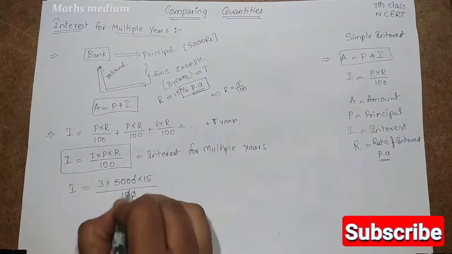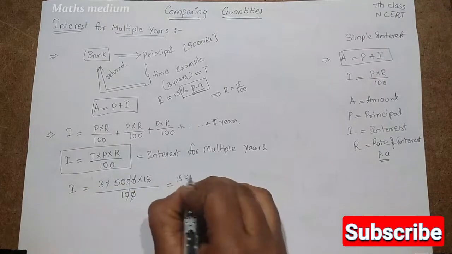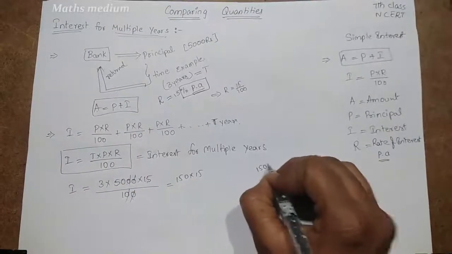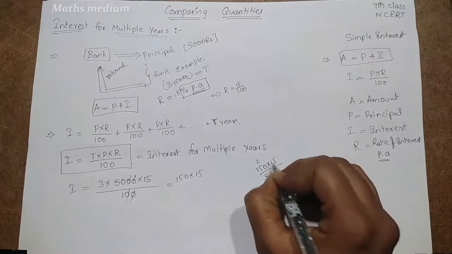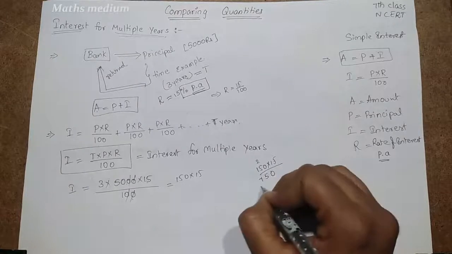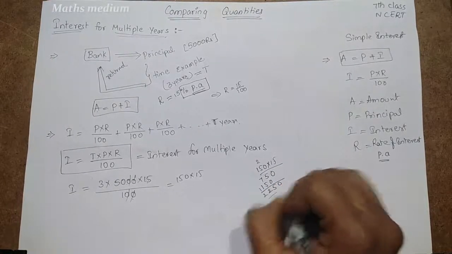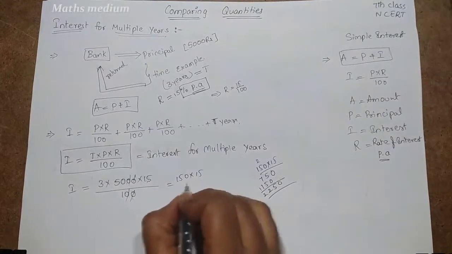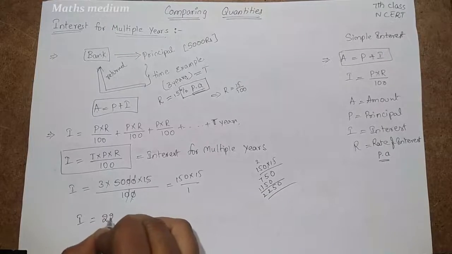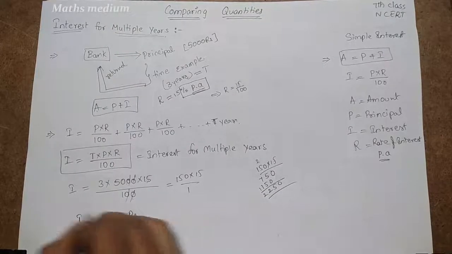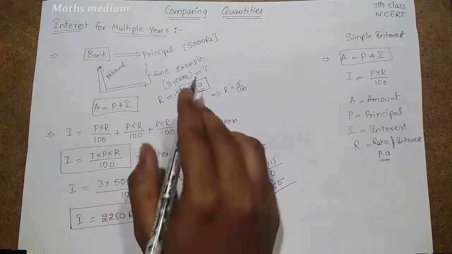0 0 cancel. Here 0 0 cancel. Now multiply. 3 fifties are 150, into 15. So 150 into 15 is 2250. It is called I is equal to 2250 rupees. So this is the interest amount for 3 years.